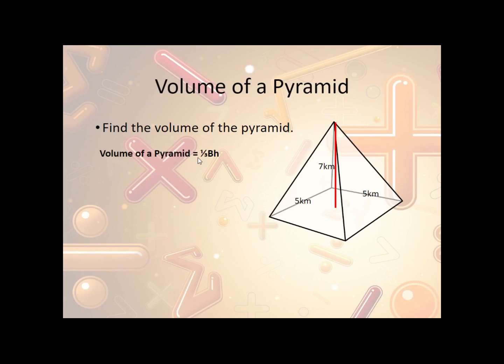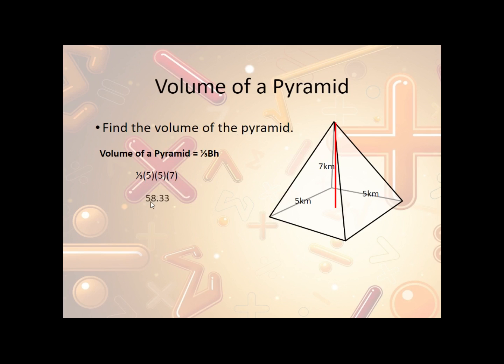So the volume of a pyramid is 1/3 the area of the base times the height. In this case, we have a rectangular pyramid, right? So the base is rectangular. So we'd multiply 5 times 5 to get the area of the base. And then the height in this case is 7 kilometers. So we would take 1/3 times 5 times 5 times 7.